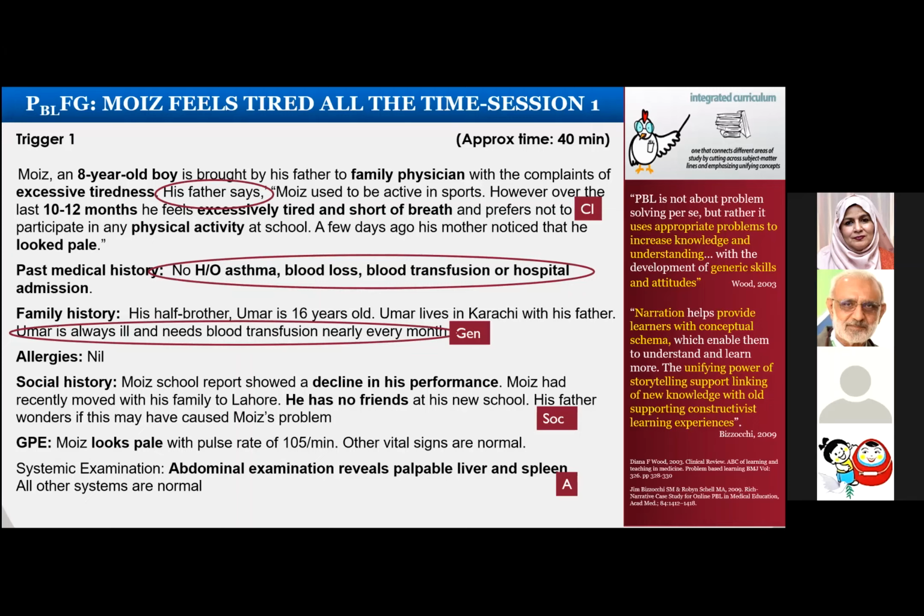Umar is always ill and needs blood transfusion nearly every month. So this is another boy, the half brother, in the family history, who is always ill and needs blood transfusion every month. Is this information relevant for this patient or not? Then the decline in his performance. There comes the social history. The boy is not performing well in school, and that is worrisome for him. He has no friends because he has moved to a new place. So is this a contributing factor for his being tired, his shortness of breath, and all those things, and not being responsive or active enough?